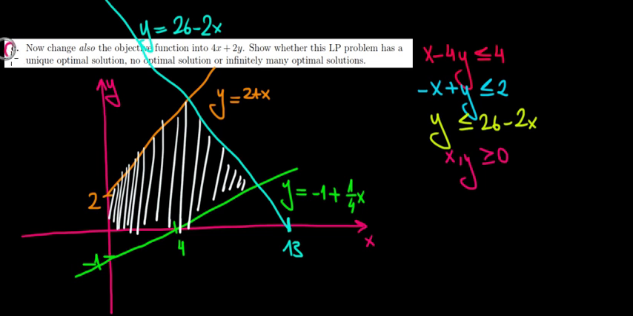Let's solve part C in this video. So we change the objective function, the maximization function, into 4x plus 2y, and show whether this problem now has a solution or not. Okay, so we keep all the data the same. The constraints are still the 3 constraints that we have.